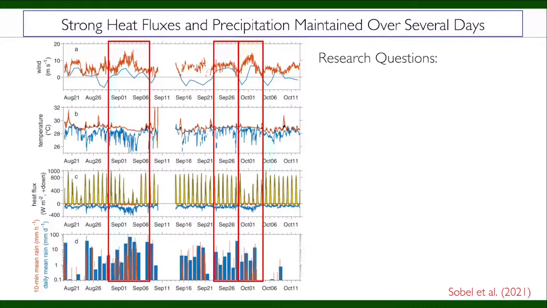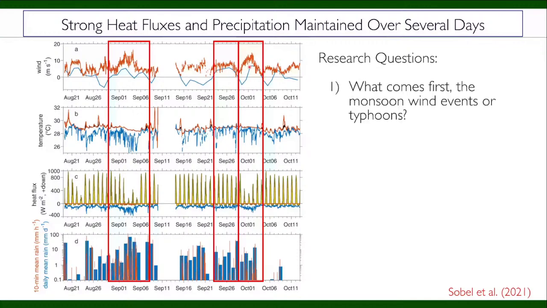Then there was another period towards October associated with Kong-rey that was also associated with very strong fluxes and sustained periods of very strong winds, fluxing water vapor out of the ocean. So the observations during PISTON have actually led us to some research questions that we want to follow up on in subsequent work, whether it be extended observations or modeling.